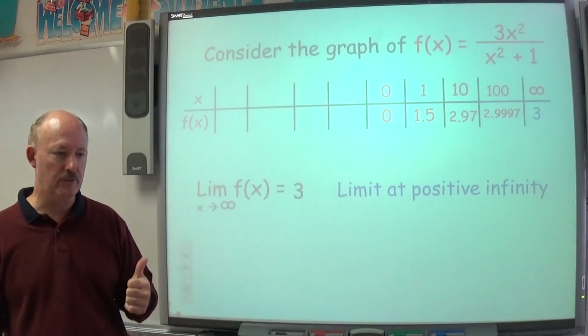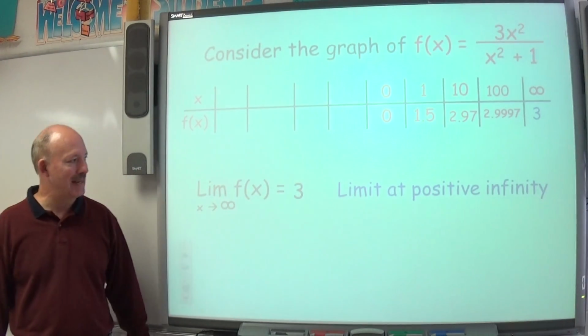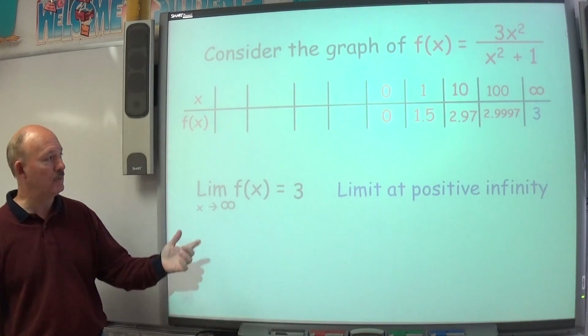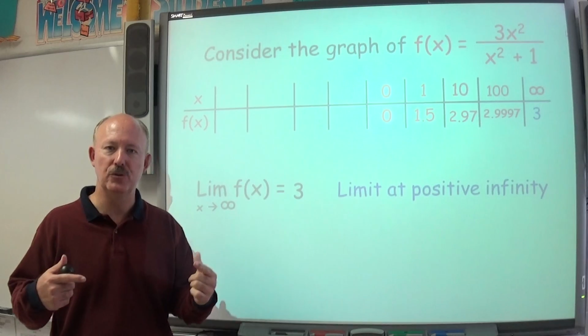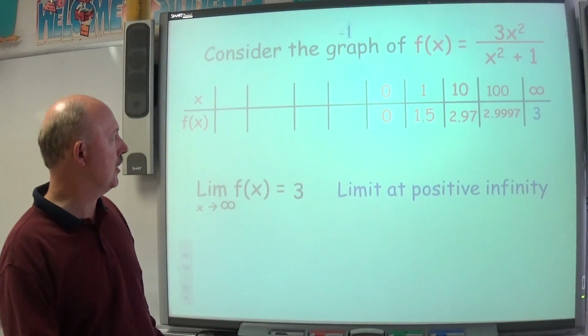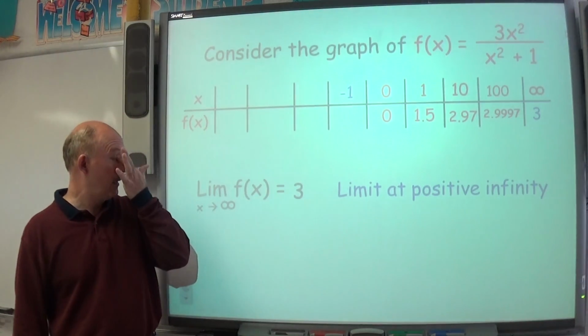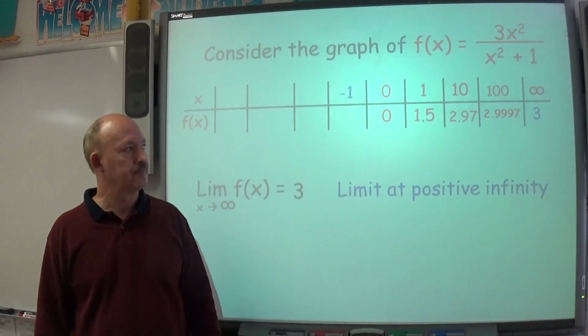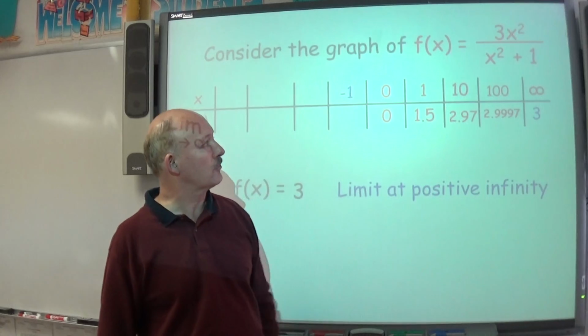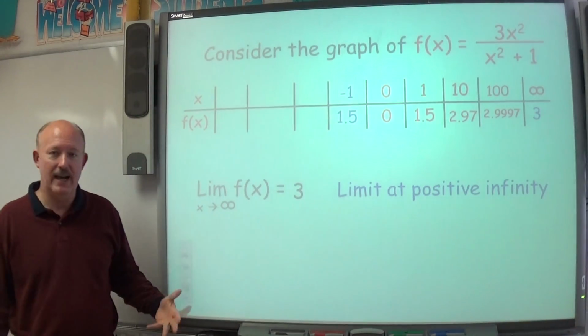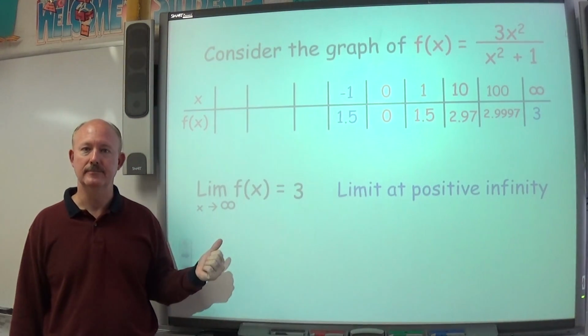So the limit as x approaches infinity is 3, that's the limit at positive infinity. Now, what happens whenever x gets smaller and smaller? What happens when x approaches negative infinity? Well, let's try one. Let's substitute negative 1 in for x. Now you have 3 times negative 1 squared over negative 1 squared plus 1. Evaluating this gives us 1.5 again.